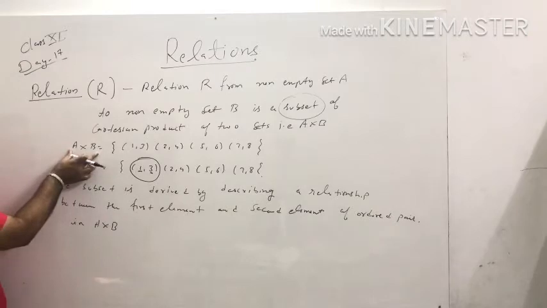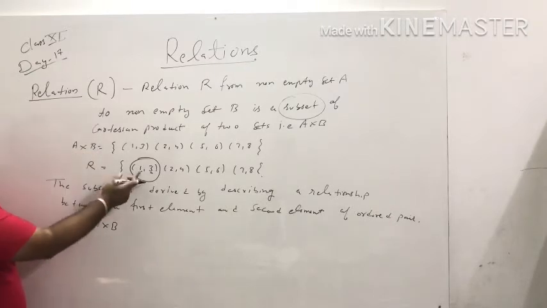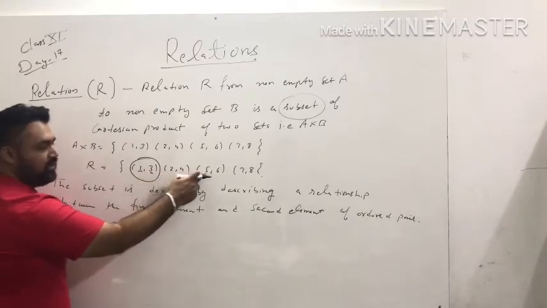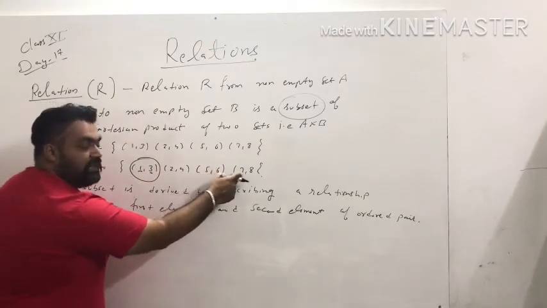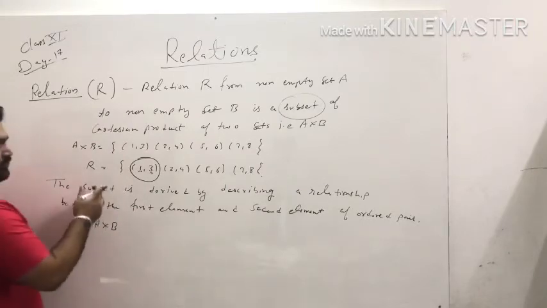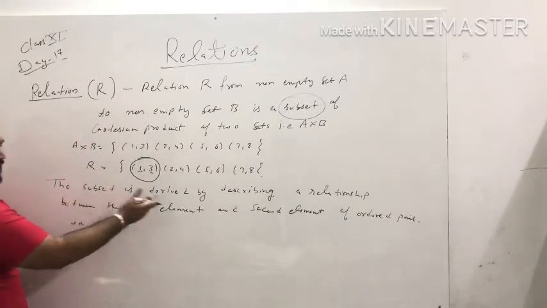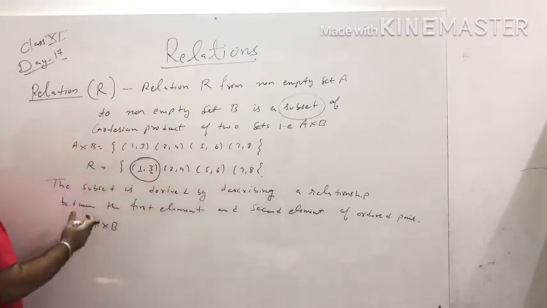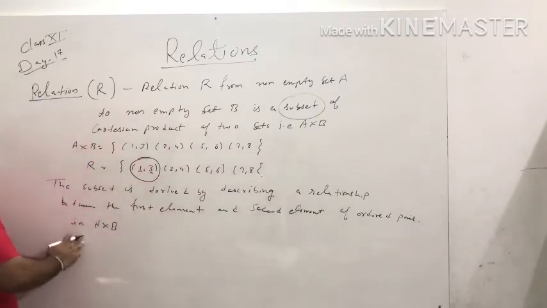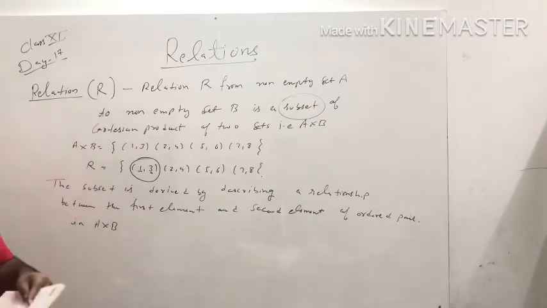So we can write A cross B. This is the relation. The relation of element 1 with 3. The relation of element 2 with 4. The relation of element 5 with 6. The relation of 7 with 8. So this is the relation. These are the subsets, and the subset is derived by describing a relationship between the first and the second element of an ordered pair in A cross B.